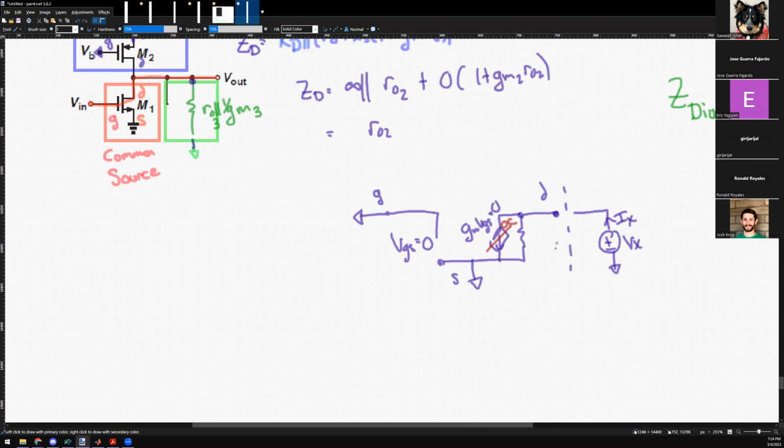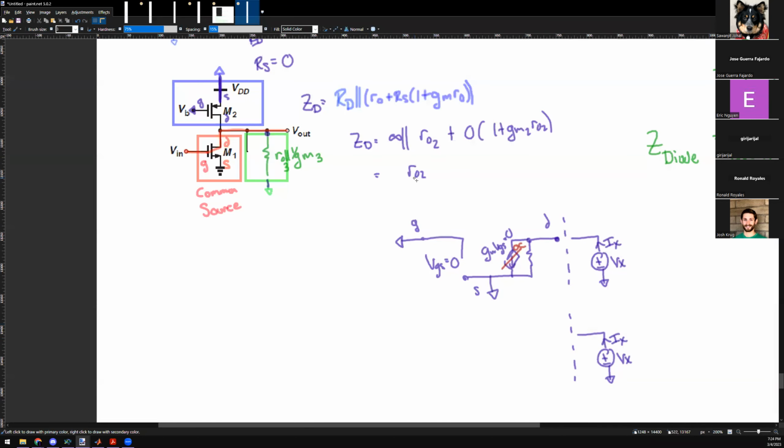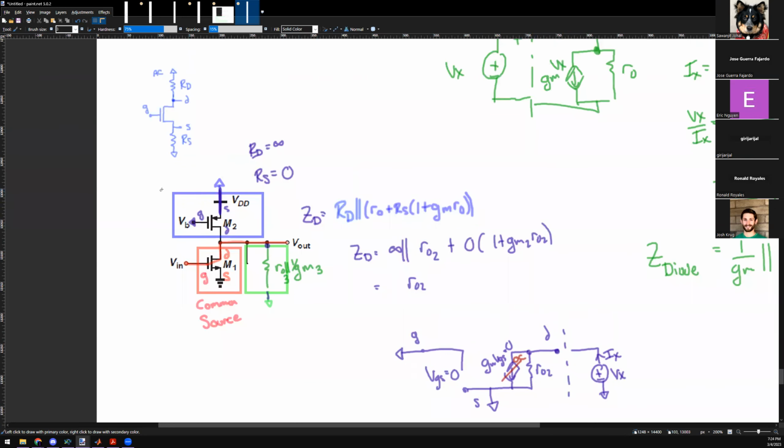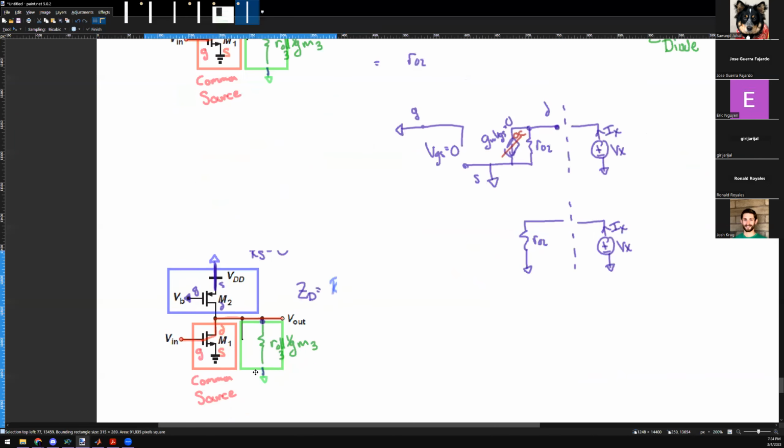So then the only component left from this guy is what? The resistor. VX over IX, and what did we get? That's the R naught 2. You guys agree? Yes. So what does this blue box become now? Just a resistor with R naught 2 resistance. Correct.